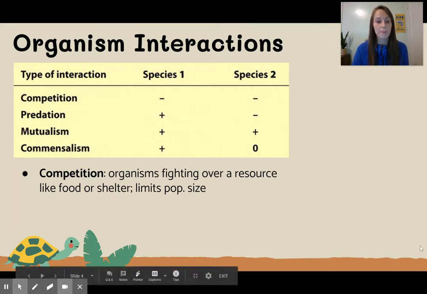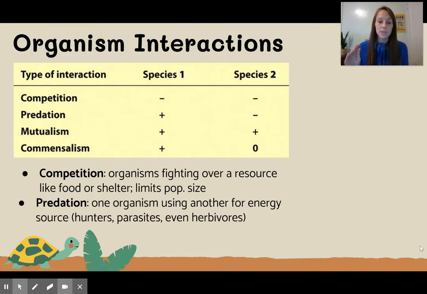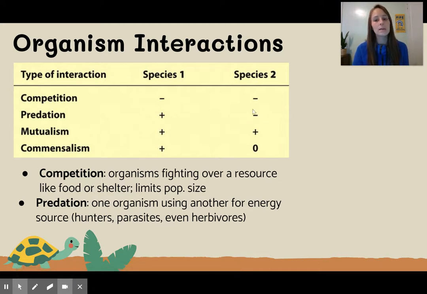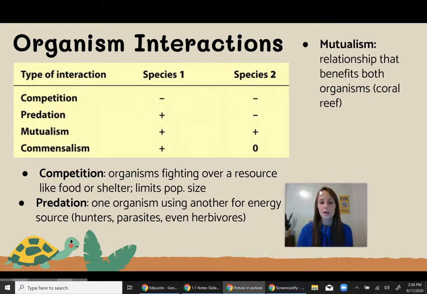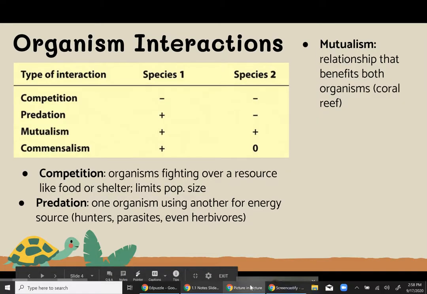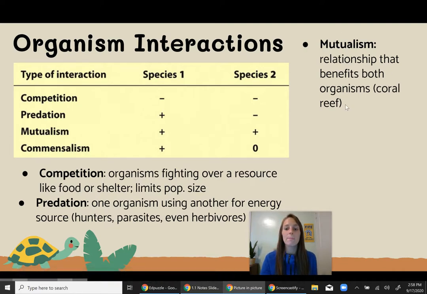Competition doesn't help them. The next one is going to be predation, which is where one organism is going to be getting energy from another one. And as you see here, it's got a positive, it benefits one of them. And it's not so positive when you get eaten. So that's why it's going to be a negative for the other species. Then the next one that we're going to have here is going to be mutualism. And this is a relationship that benefits both organisms. Coral would be an example of this. So you get a positive for both.